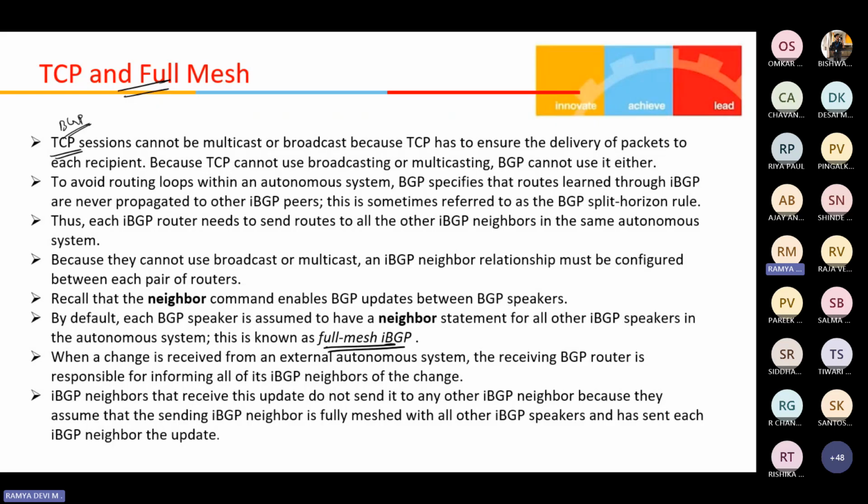When a BGP router receives an update from an external autonomous system, it sends the update to all its IBGP neighbors. All the neighbors will receive the update. They do not send it on to other IBGP peers, but they receive the messages from the edge router. Fine.